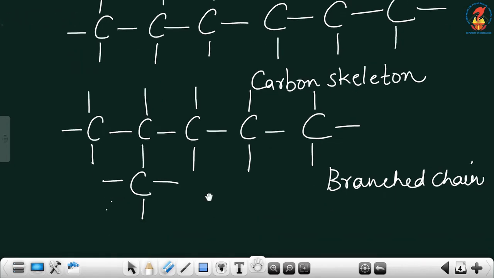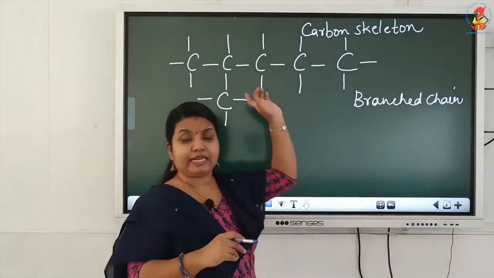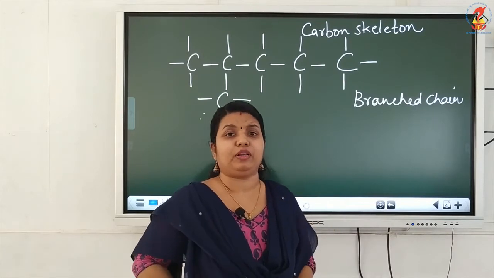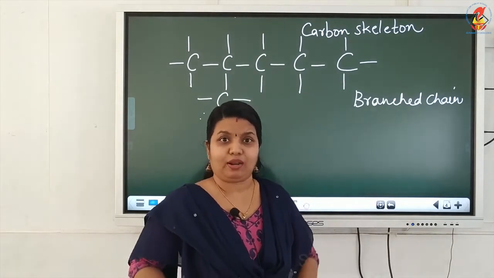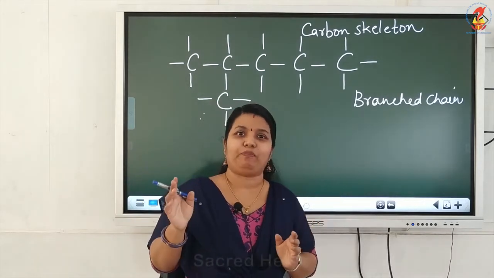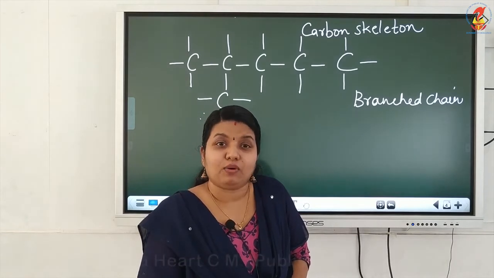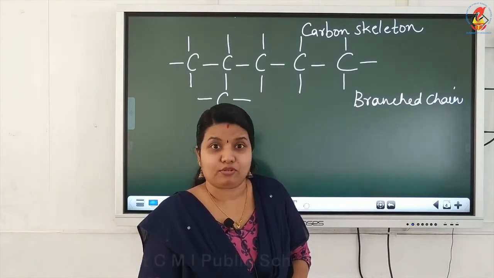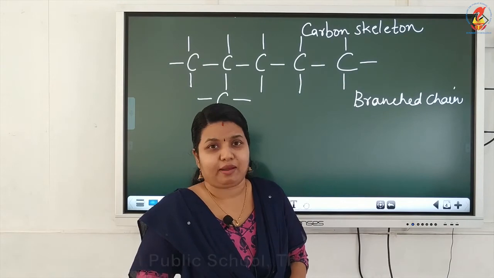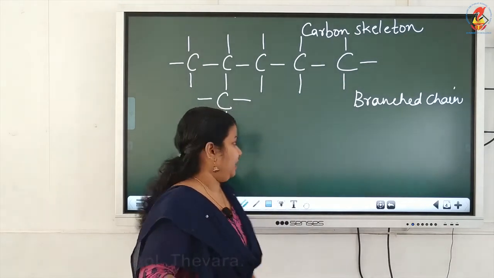Now the last one is closed chain. So these 2 compounds, straight chain and branch chain compounds, we call open chain compounds. They are open chain. The chain is open on both the sides, isn't it? So they are open chain compounds. Now comes the closed chain compound. Carbon can combine with other carbon atoms to form compounds in closed chain.